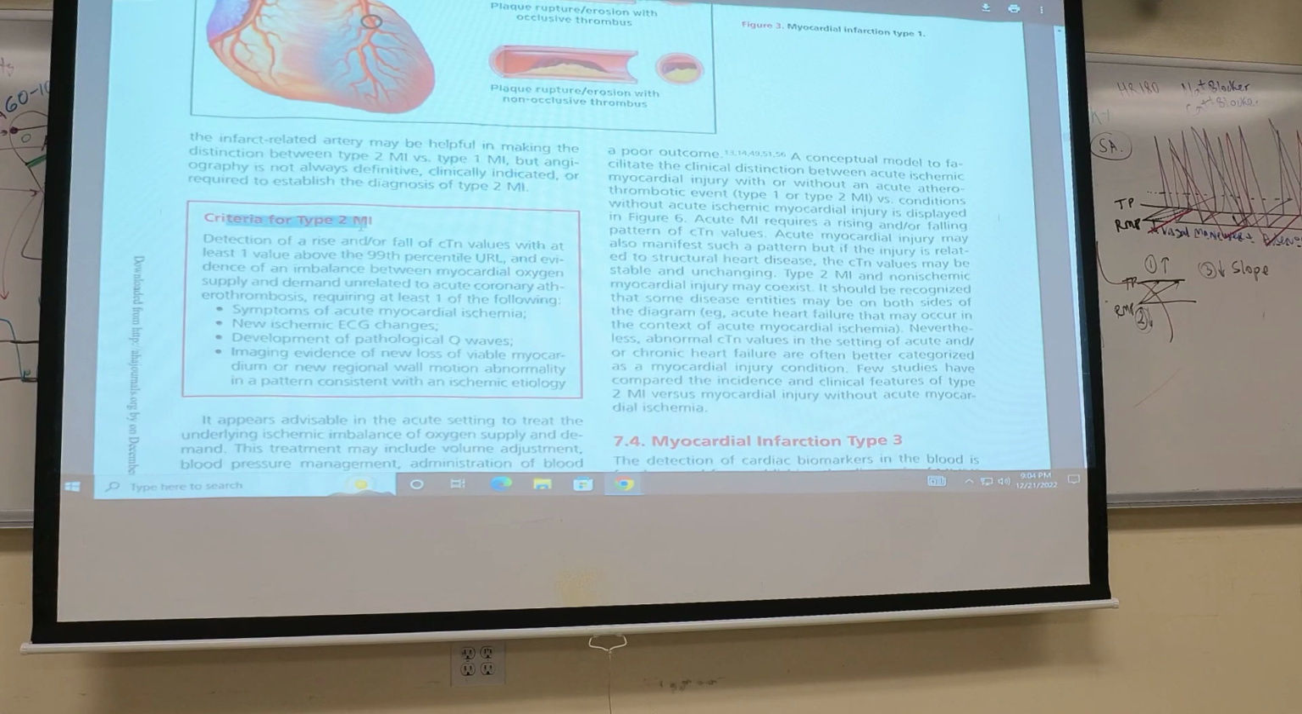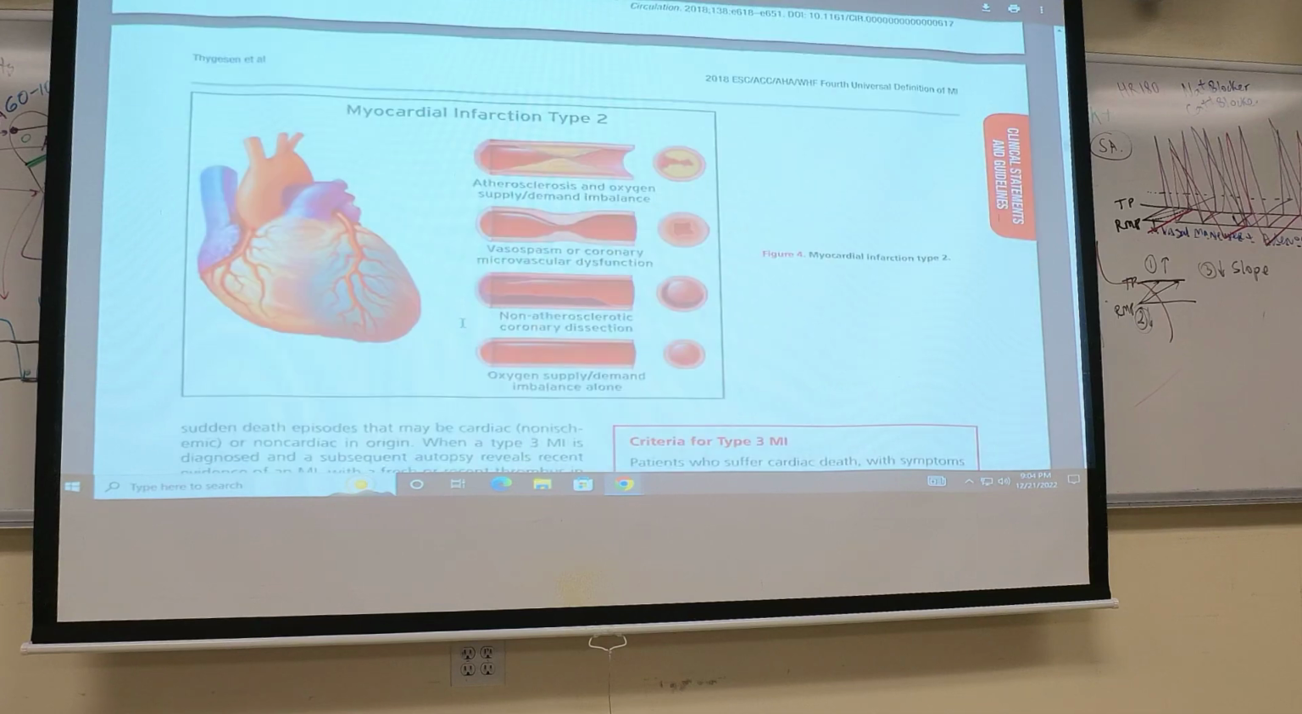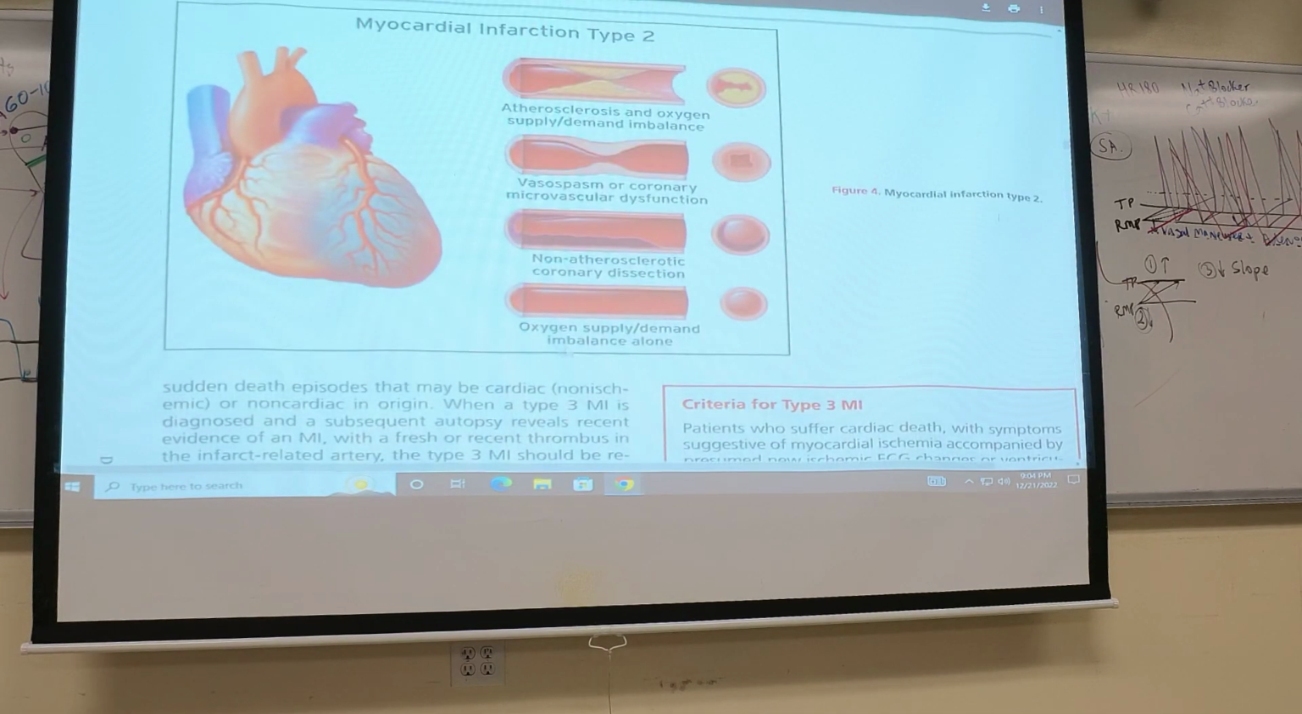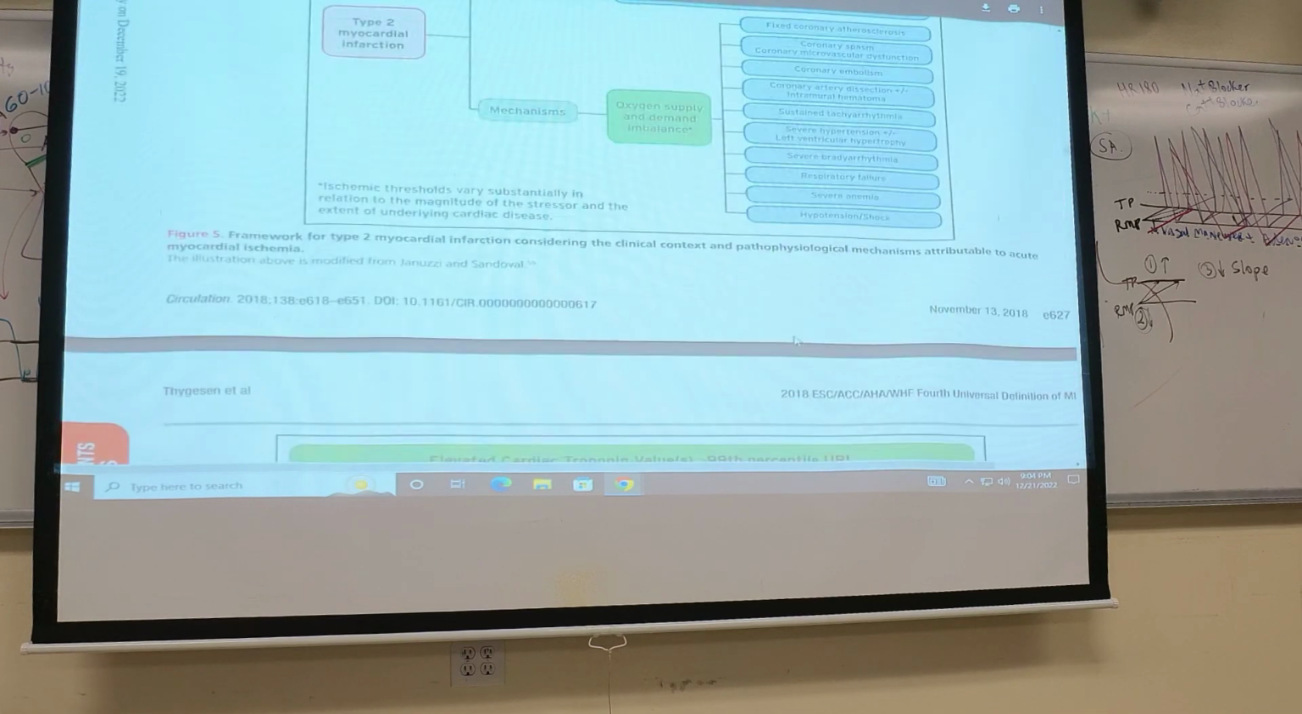So criteria for type 2 MI, right, is they have new ischemic changes on the EKG. And what usually causes type 2, here you go. So here, for example, you may have oxygen supply demand imbalance. This can be secondary to shock state like sepsis, right? You can have non-atherosclerotic coronary dissection, so there's dissection of the coronary lumen itself. You have vasospasm, microvascular dysfunction. You gave an example of like your Prinzmetals, right? And then this is your stable plaque, but it's very narrow.